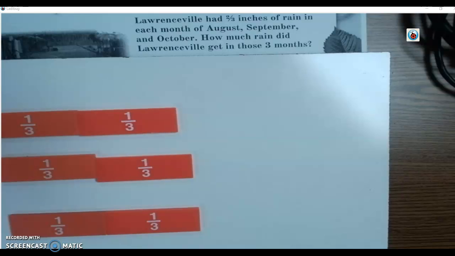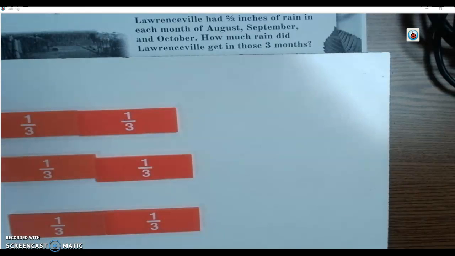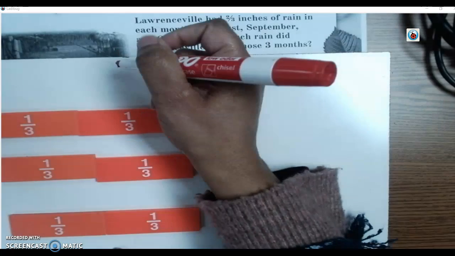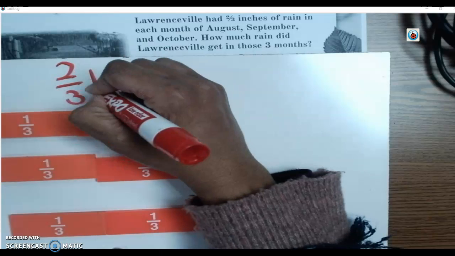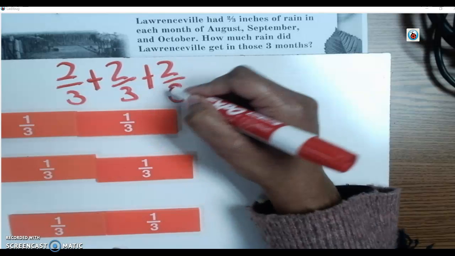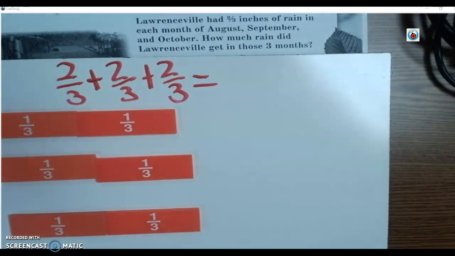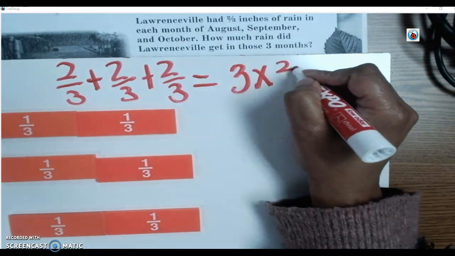So if we look at this, I see the number 2/3 repeats 3 times. So as repeated addition, I would write 2/3 plus 2/3 plus 2/3. But since we are learning multiplication, and I know if I use the same number 3 times, that means 3 times 2/3.